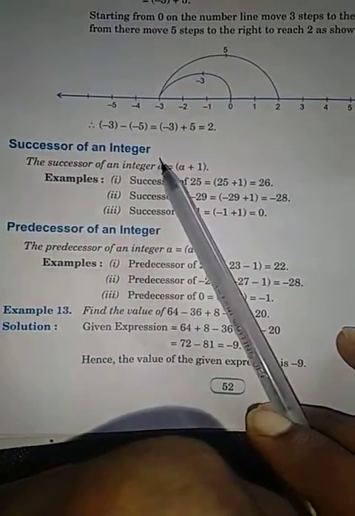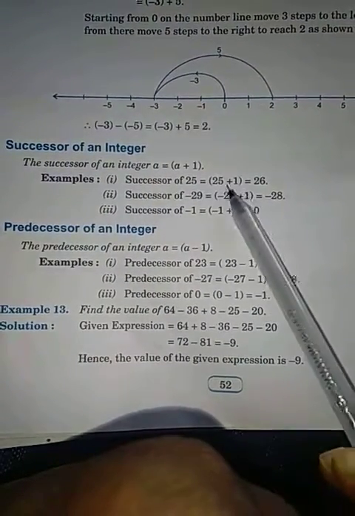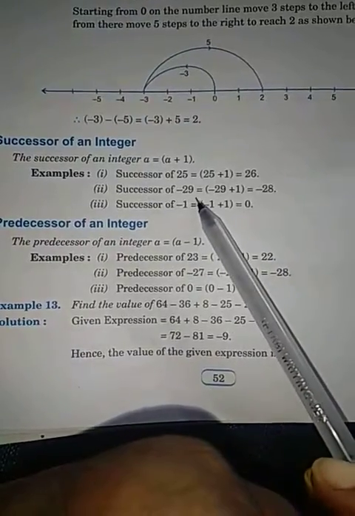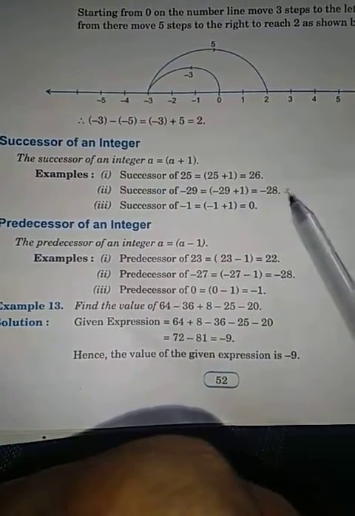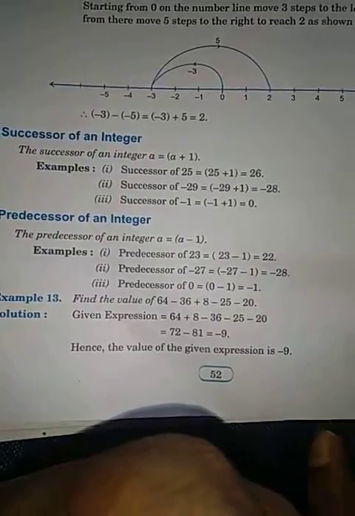Now successor of an integer. The successor of an integer a is equal to a plus 1. Successor of 25, that is 25 plus 1, is equal to 26. Successor of minus 29, that is minus 29 plus 1, minus 28. Successor of minus 1, that is minus 1 plus 1, 0.